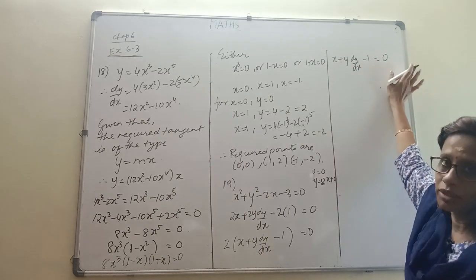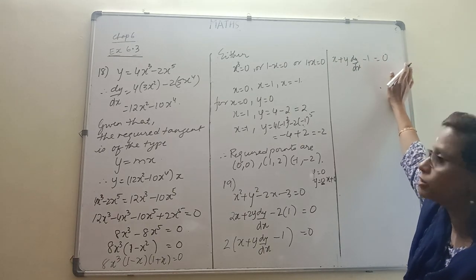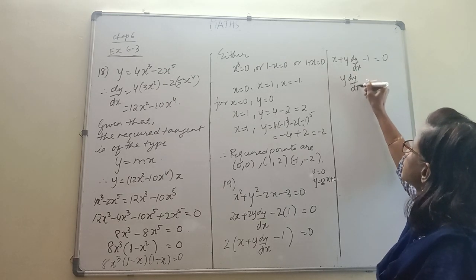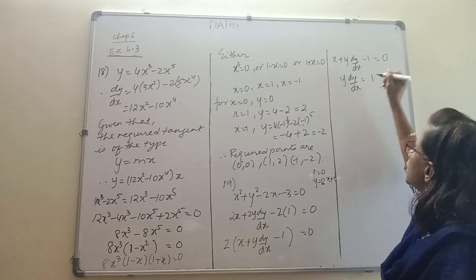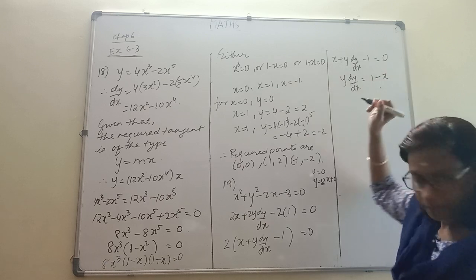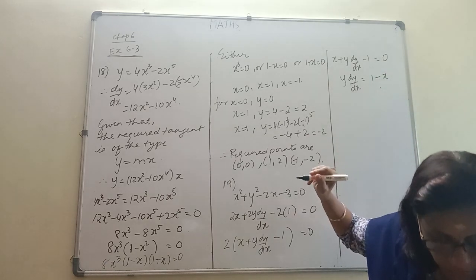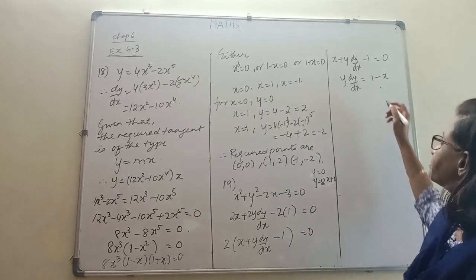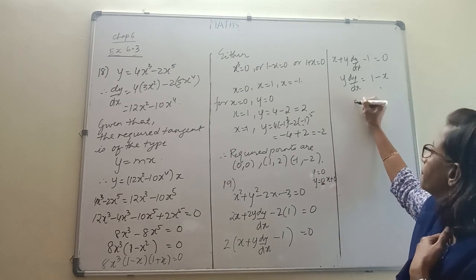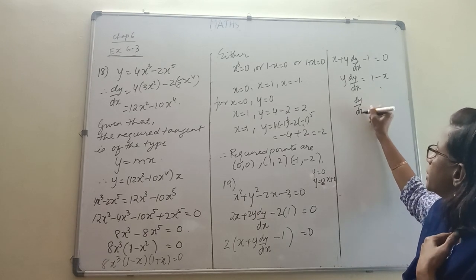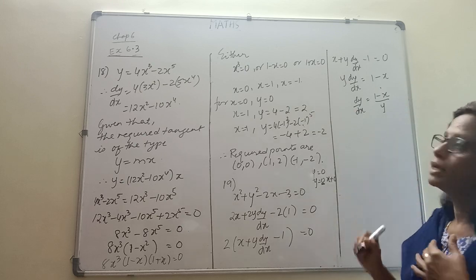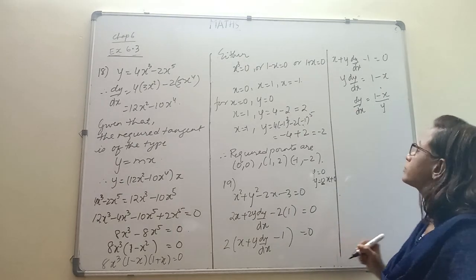We all know that we want dy by dx, so let's take all the other terms to the other side. y times dy by dx equals minus x, and minus 1 becomes plus 1. So your dy by dx becomes 1 minus x by y.